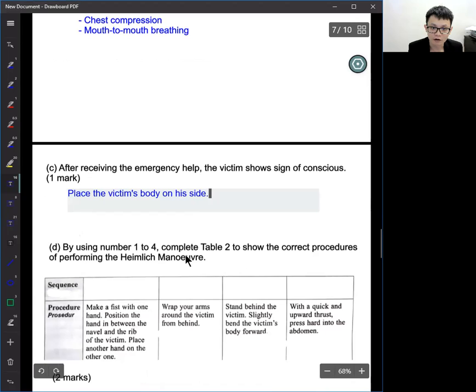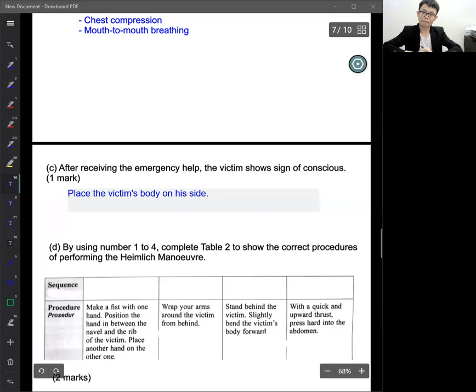By using number 1 to 4, complete Table 2 to show the correct procedure for performing the Heimlich maneuver. The Heimlich maneuver is used when the person gets choked, choked with the food they eat. So we want to go behind the person and press on the stomach so that the person can breathe. So the number 1 step is we want to stand behind the victim slightly and bend the victim forward. So this will be number 1.